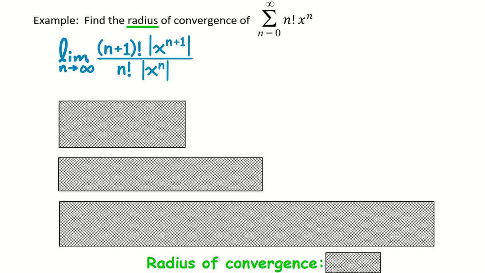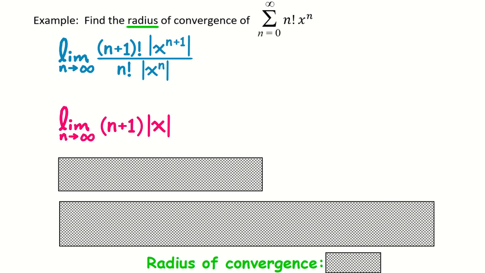So here we go. Running the ratio test. A sub n plus 1, all divided by a sub n. There's going to be some algebraic canceling. Okay? And check this out. Check it out. The limit as n approaches infinity of this.